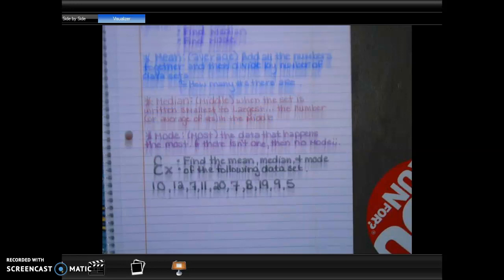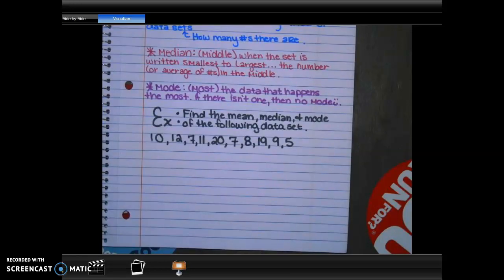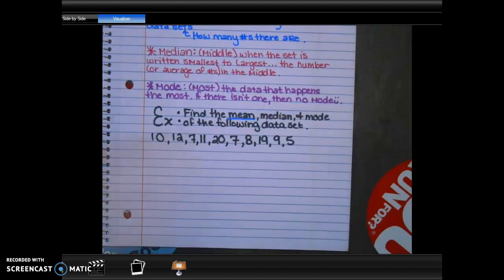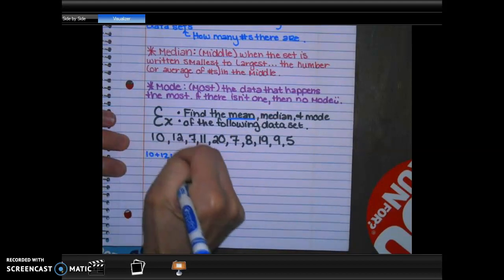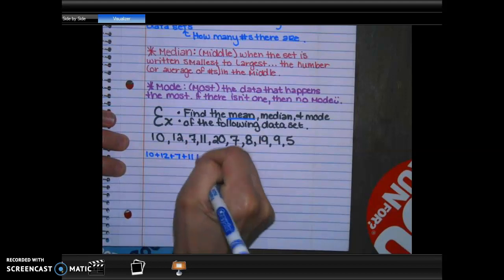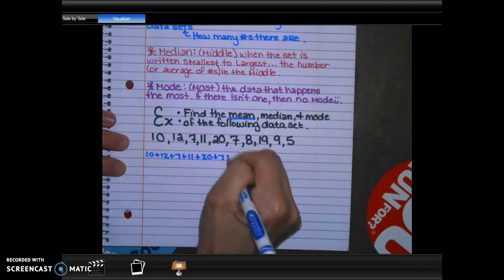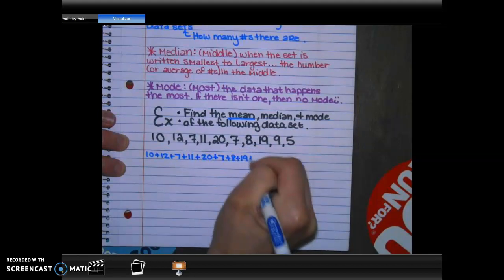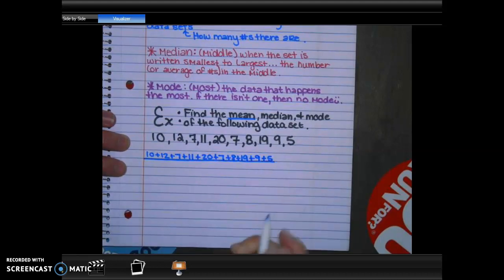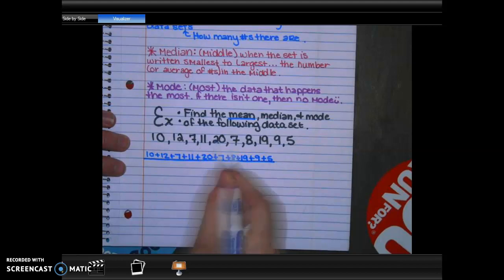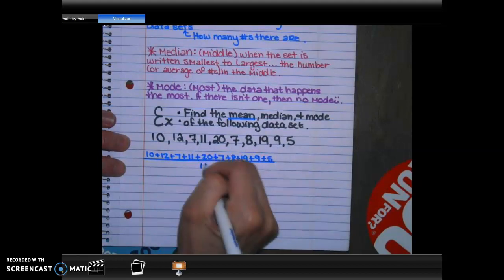So let's practice finding those. We only have one example today, and your assignment that goes with this is like 6 problems, so it's super short. So we want to find the mean, median, and mode of the following data set. So let's start with our mean. Remember, this is going to be your average. So we're going to say 10 plus 12 plus 7 plus 11 plus 20 plus 7 plus 8 plus 19 plus 9 plus 5, and we're going to divide all of that by however many numbers there are. So there's 1, 2, 3, 4, 5, 6, 7, 8, 9, 10 numbers in this data set.